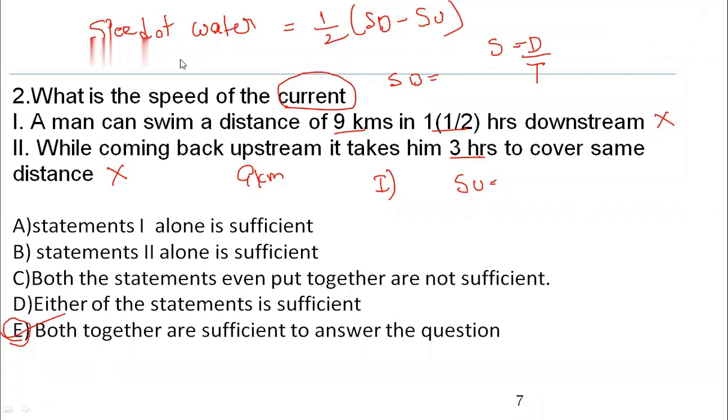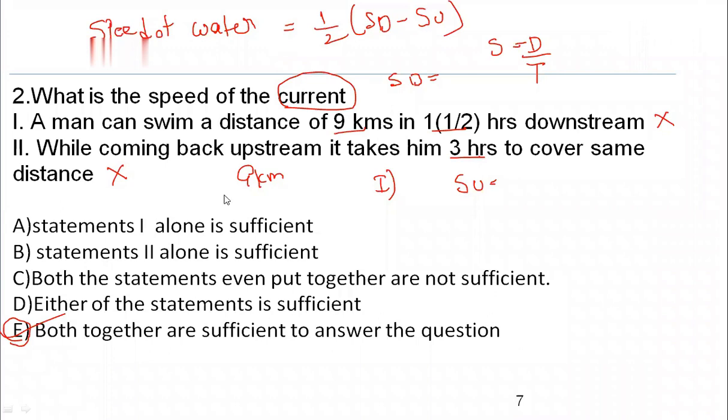As we are unable to answer the question individually with the given statements, we are combining both the statements to answer the question. Combining both, we get the downstream speed and upstream speed. So downstream minus upstream, divided by 2, is the speed of water. Option E, both the statements together are sufficient in answering the question.